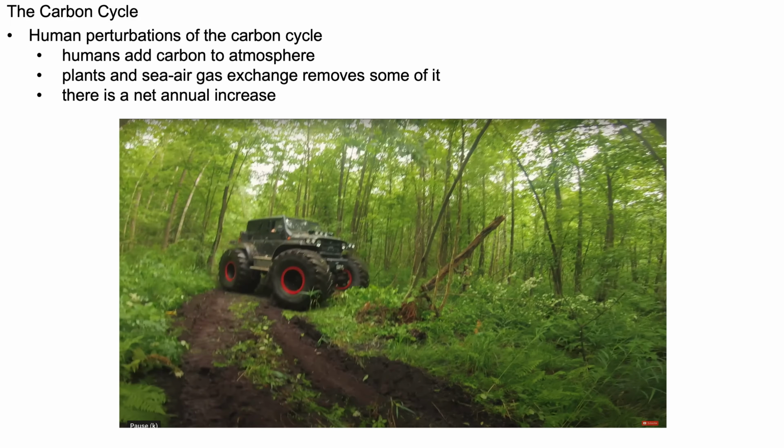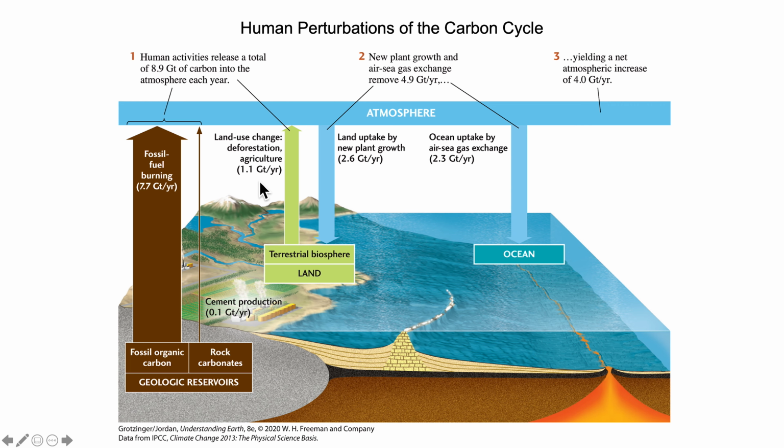So what we're doing is releasing a total of 8.9 gigatons of carbon into the atmosphere each year. 7.7 of that comes from the burning or consumption of fossil fuels, cement production about 0.1 gigatons per year. Land use change via deforestation and agriculture results in an input to the atmosphere of about 1.1 gigatons per year. This is really significant, and it's seldom mentioned.